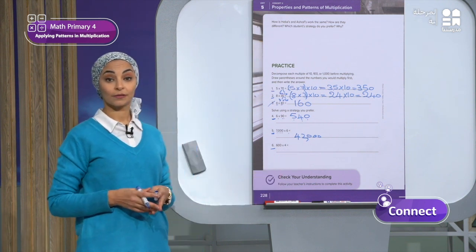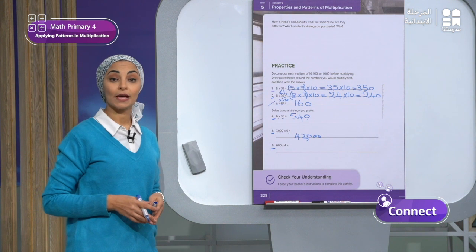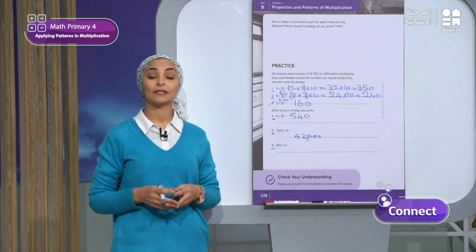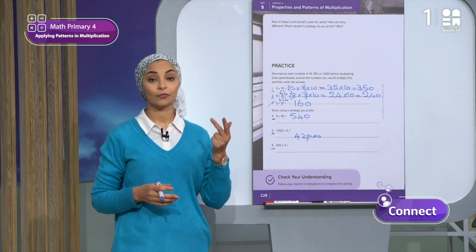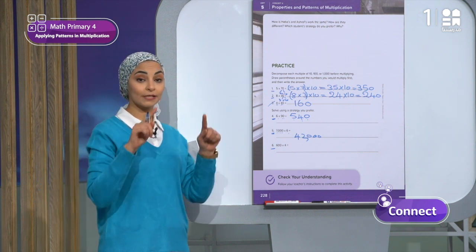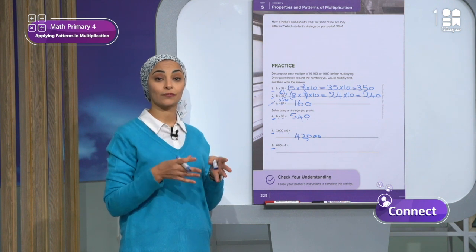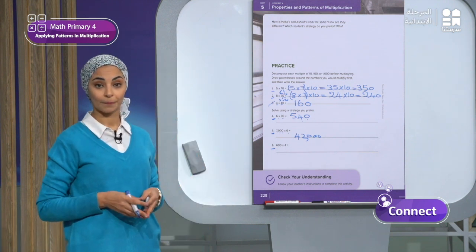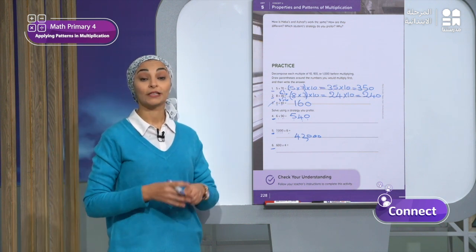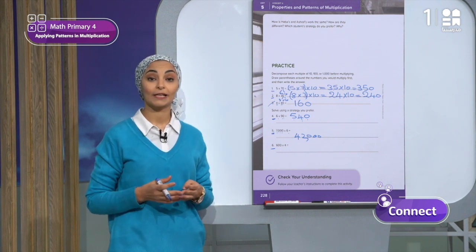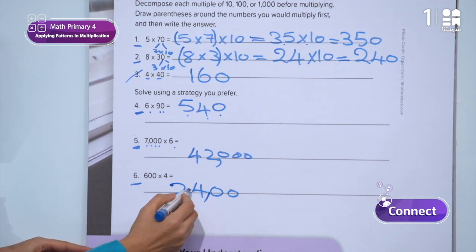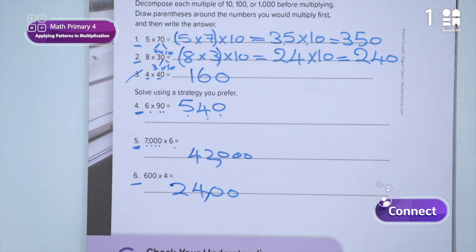using any way you want. We can do this by multiplying the numbers and then adding the zeros in their places. Or in another way, I can decompose to the multiples of 10, 100 and 1000 and draw the brackets around the number to multiply first. I always put the bracket on the number I will multiply first and then multiply it by the third one. So you can solve it with any strategy you want. With any strategy I use, I will find that the product equals 2400. Okay, and this is the right answer.